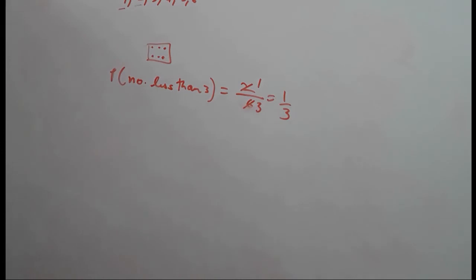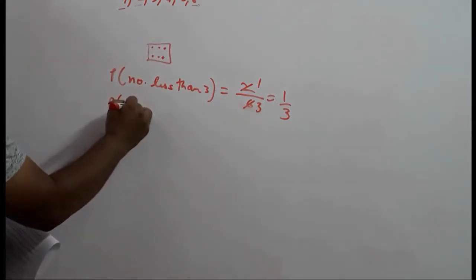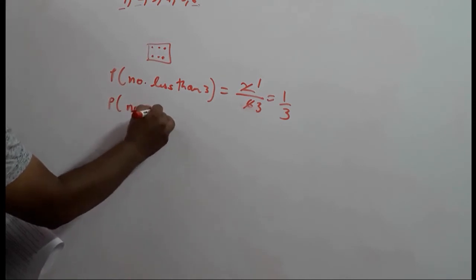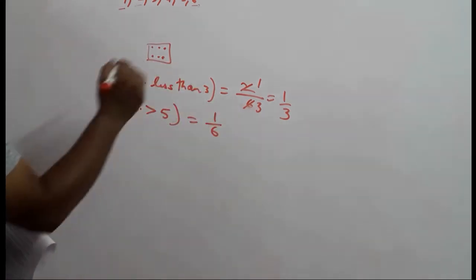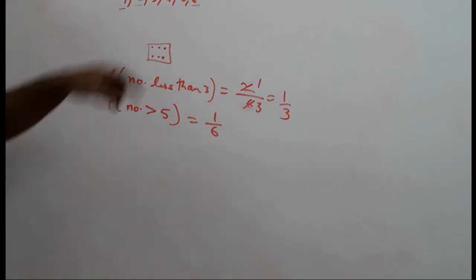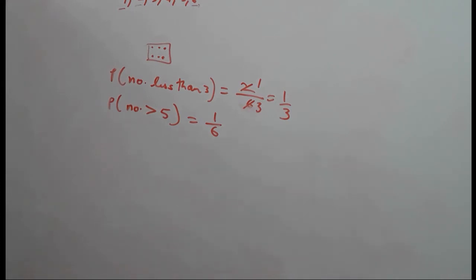So similarly, the next question, similar to the one we have solved right now, says a die is thrown once. Find the probability of getting a number greater than 5. To get a number greater than 5, how many numbers are there greater than 5? Just 1. So probability of getting a number that is greater than 5 will be 1 upon 6, because there is only one number that is greater than 5, and the total number of outcomes possible is 6. So 1 upon 6 is the probability of getting a number greater than 5 when a die is thrown once.